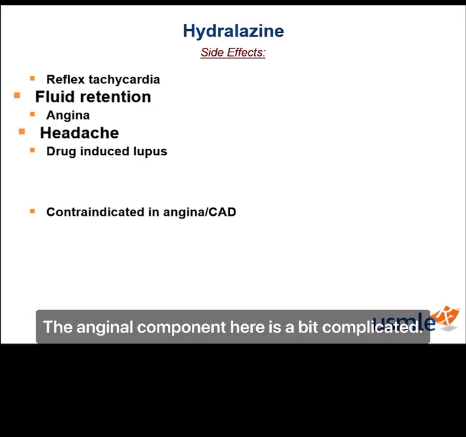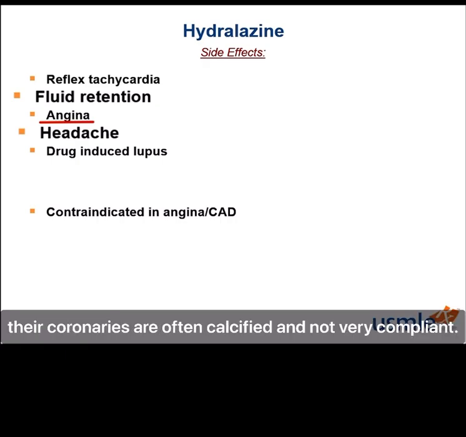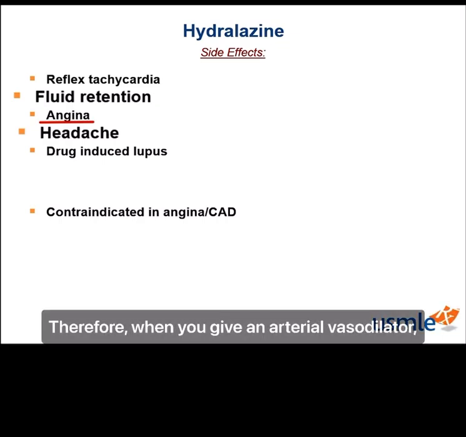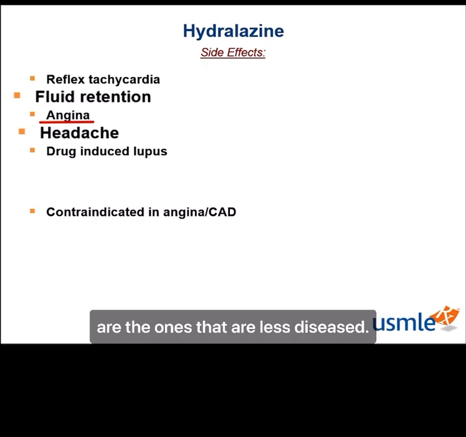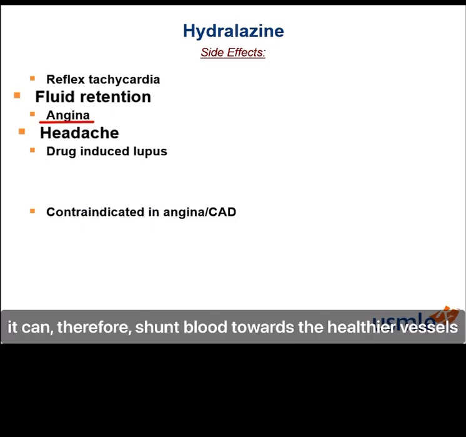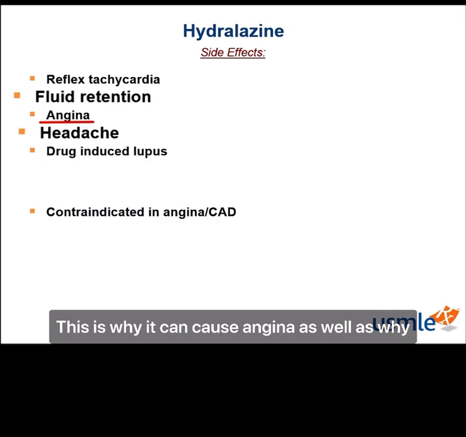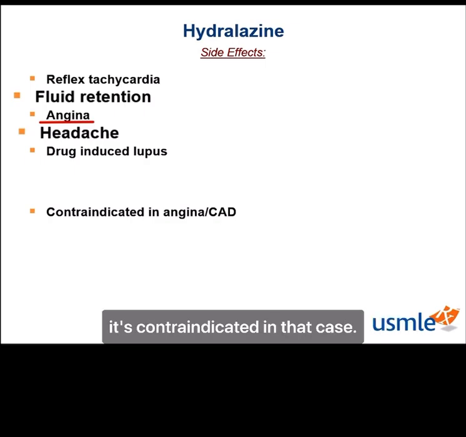The anginal component here is a bit complicated. When people have coronary artery disease, their coronaries are often calcified and not very compliant. Therefore, when you give an arterial vasodilator, the only coronary arteries that can vasodilate are the ones that are less diseased. So when you give vasodilators to a patient with CAD, it can, therefore, shunt blood towards the healthier vessels and away from the diseased ones that can't dilate. This is why it can cause angina, as well as why it's contraindicated in that case.